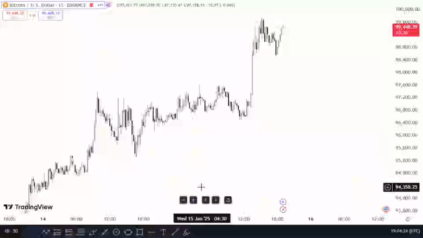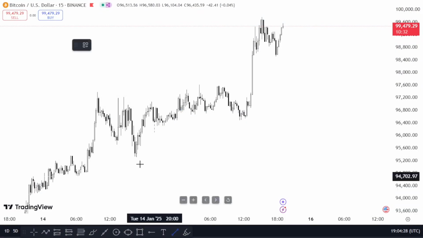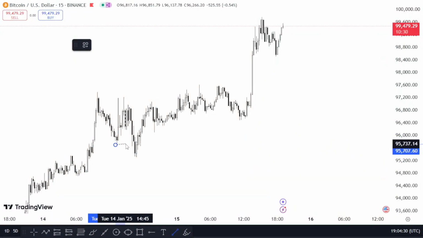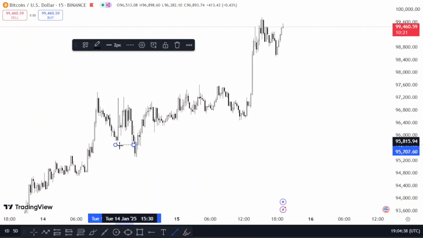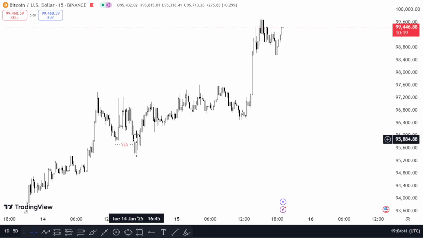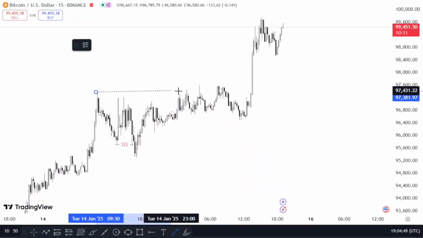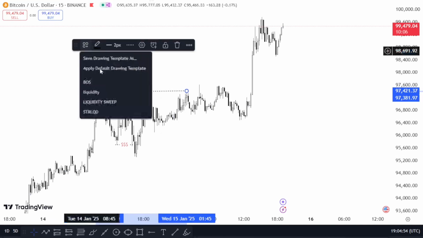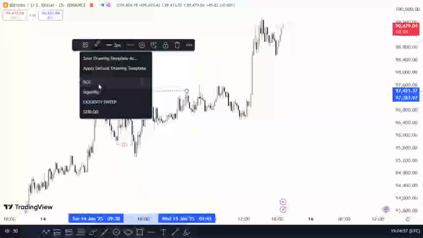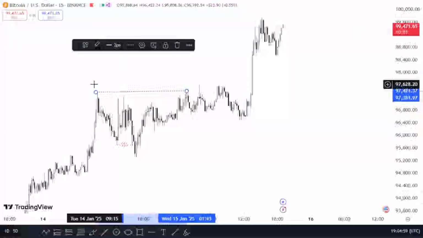So the next thing we try to identify is our sweep of liquidity. Right here we have our sweep of liquidity. All right, so the market took out the low. The market took out the stop losses below that area, and these stop losses actually created a demand zone, which we'll come back to later, and that led to a break of structure right here. So we have our break of structure, our market structural shift. So we just go ahead and mark that out.